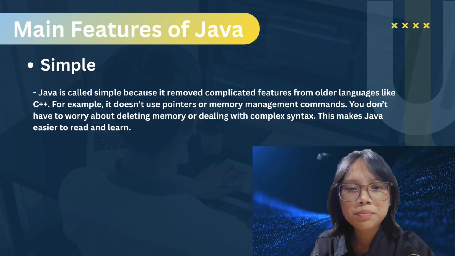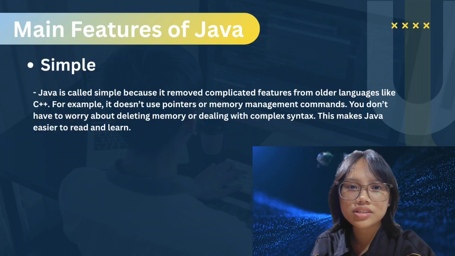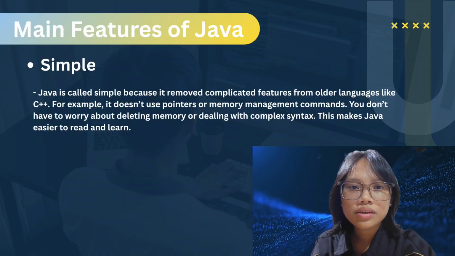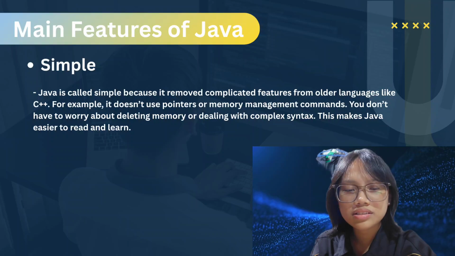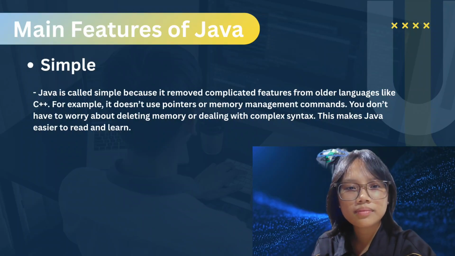Next is simple. Java is called simple because it removes complicated features from older languages like C++. For example, it doesn't use pointers or memory management commands. You don't have to worry about deleting memory or dealing with complex syntax. This makes Java easier to read and learn.